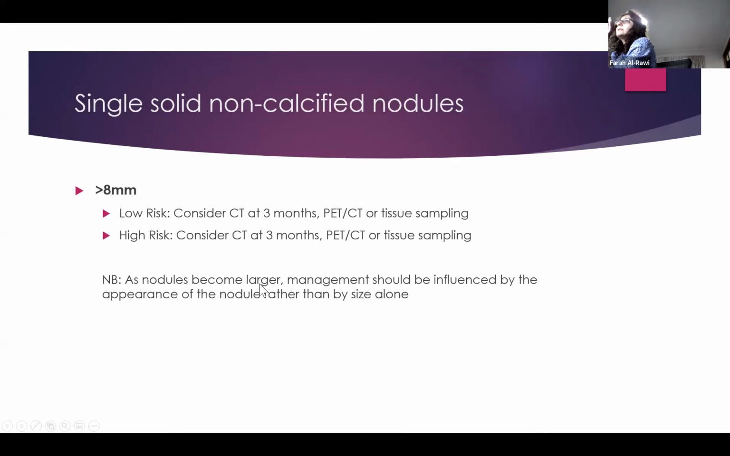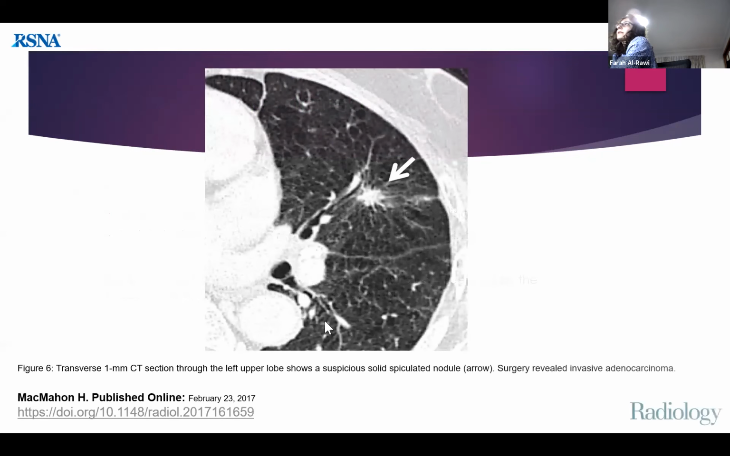So once the nodule is larger, we don't just go by size, we also go by how it looks. The appearance of the nodule rather than size alone is what should guide management. And this is an example of a nodule that looks very, very suspicious. It is solid, it's got spiculated margins, it's ugly, it's invading the surrounding parenchyma. So this nodule, even if it is small, I do not go by size alone, we go by how it looks. And this was an invasive adenocarcinoma.